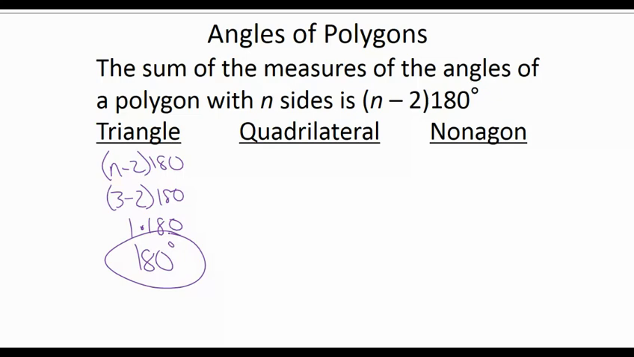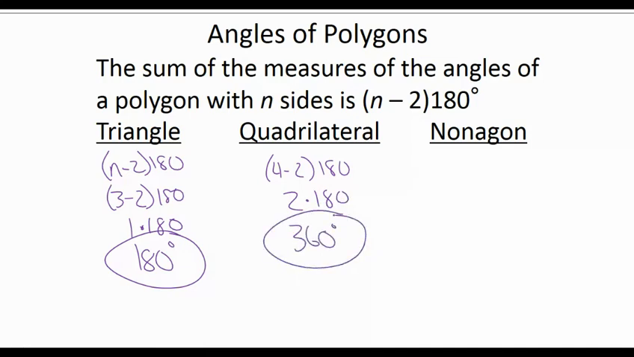So what about a quadrilateral? A quadrilateral is a four-sided polygon. So we would do 4 minus 2 times 180. And that will tell us what all the angles of a four-sided polygon add up to. So 4 minus 2 is 2. 2 times 180 is 360 degrees. So all the angles of a quadrilateral add up to 360 degrees.